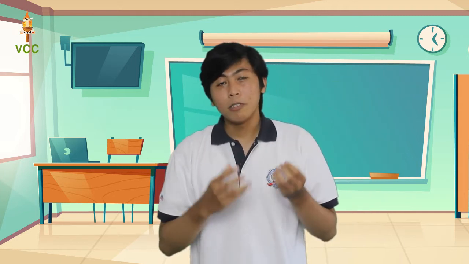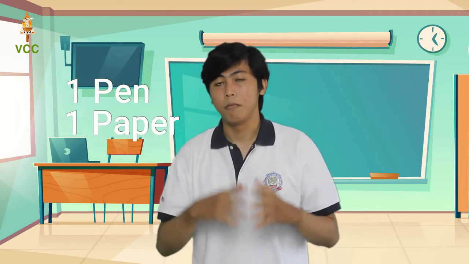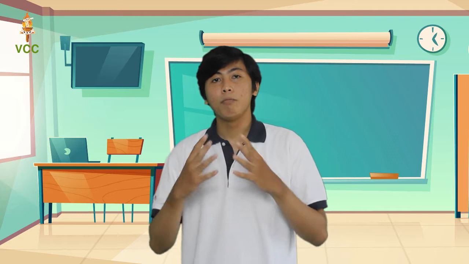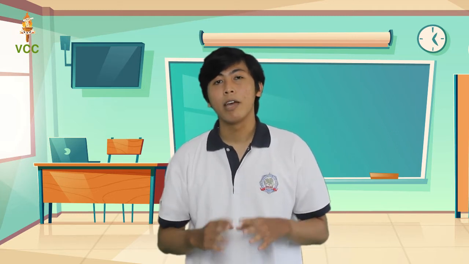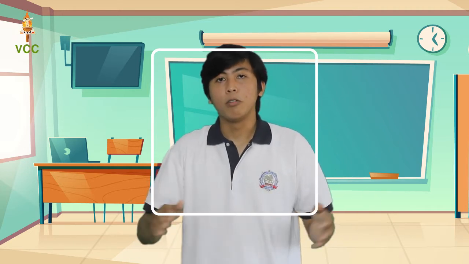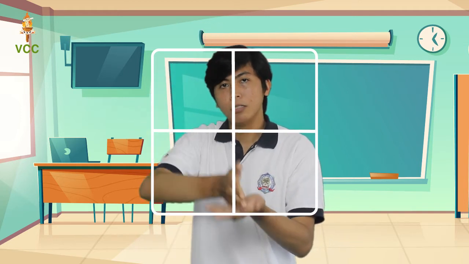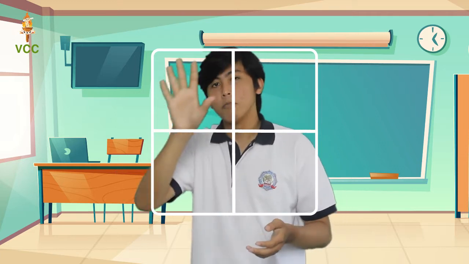Before we step further into the material, I ask you to prepare the things you need to draw. Basically you need 1 pen and 1 piece of paper. Have you done it? After you prepare the paper and the pen, you have to draw 1 big square. After you draw 1 big square, you have to divide it into 4 smaller squares, like this. 1, 2. So there are 4 smaller squares.